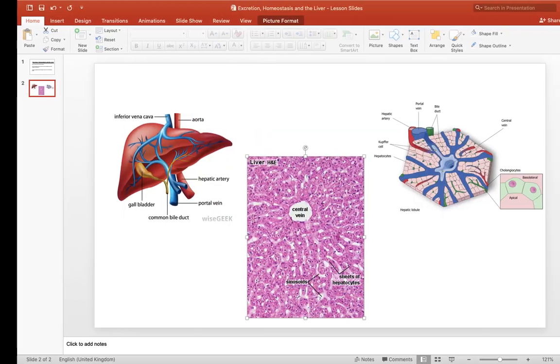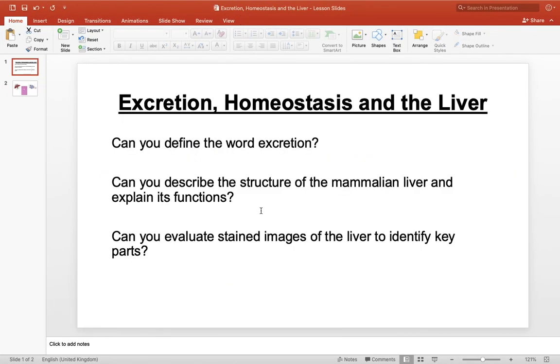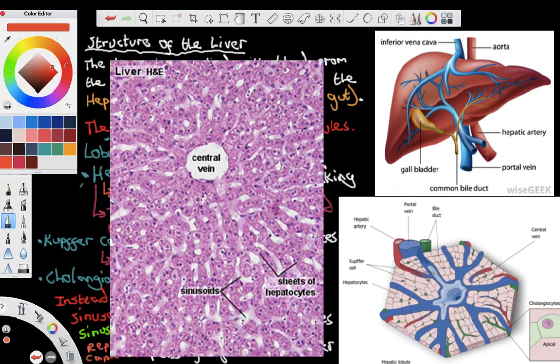So, you should now be able to define the word excretion. You should be able to tell me the structure of the mammalian liver and explain its functions, and you should be able to evaluate stained images of the liver to identify key parts.